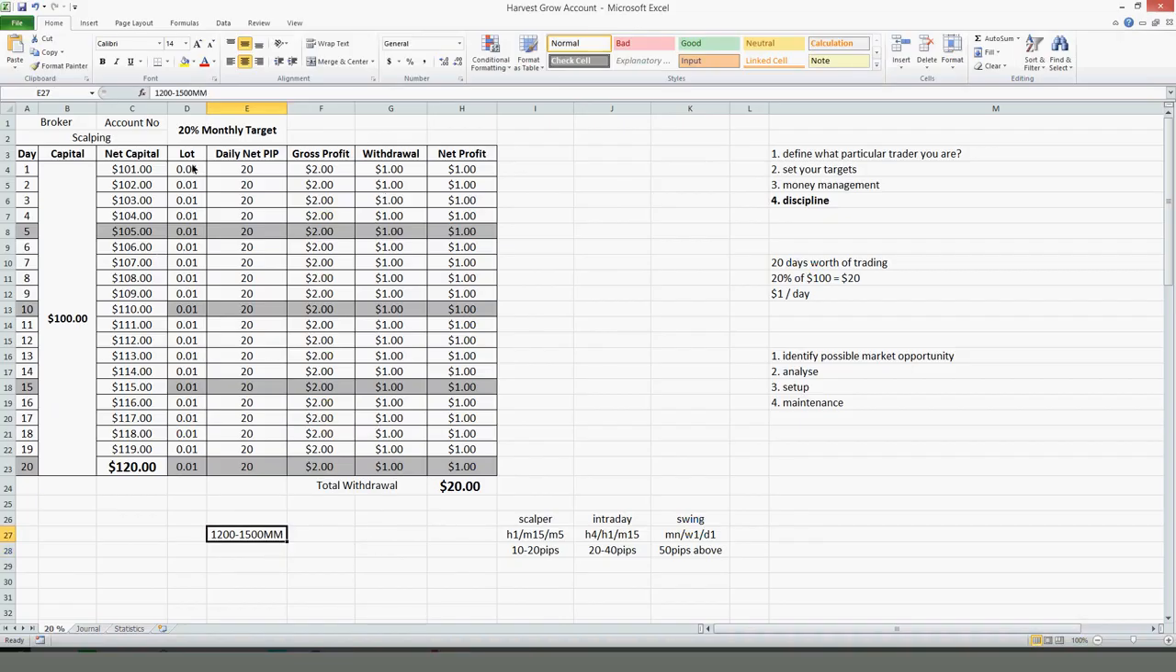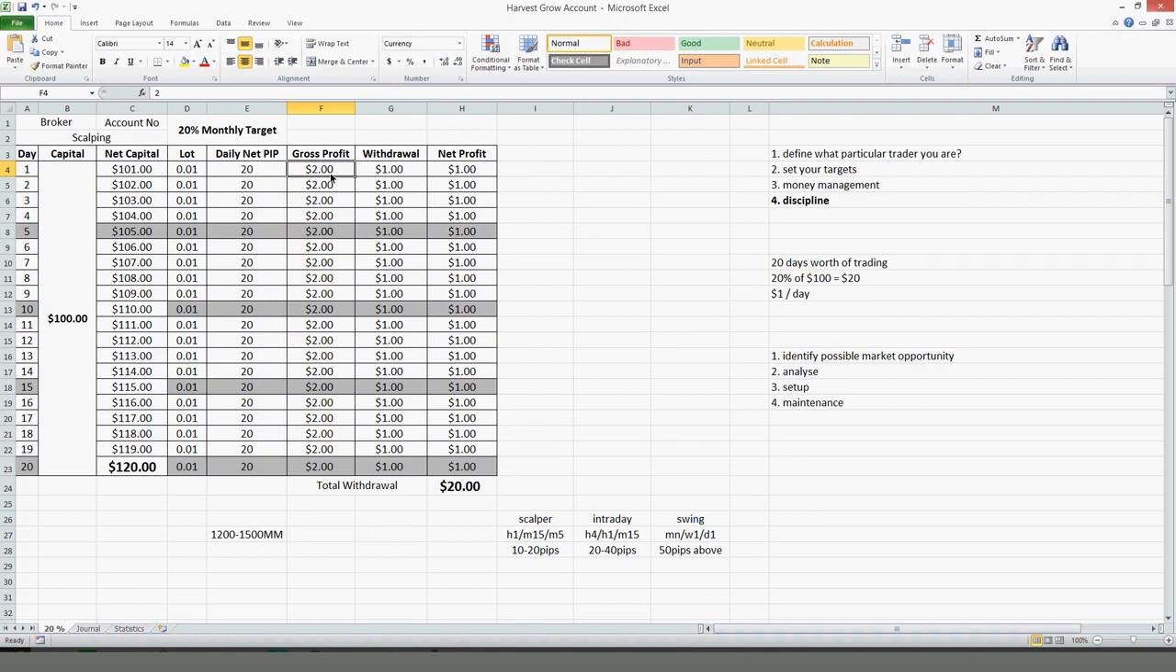Okay, so every day what you should do is you should be able to know how many pips you are going to achieve in one day. So let's just say, for example, that we started today with $100 and utilizing a lot size of 1 cent, and our daily target is 20 pips. Just to make the calculation much easier, let's say that 20 pips you earn about $2.